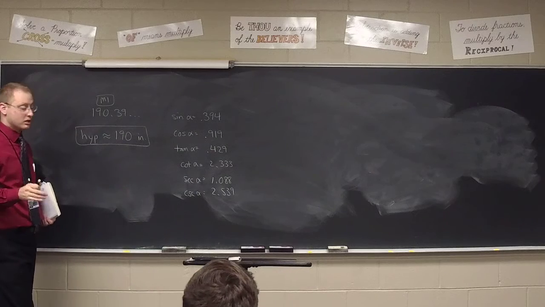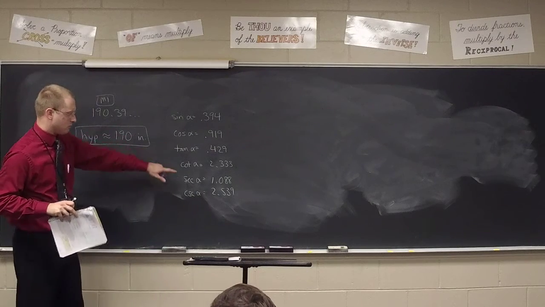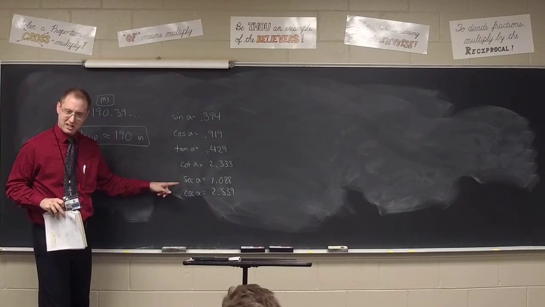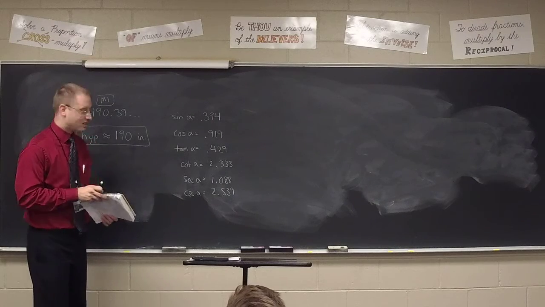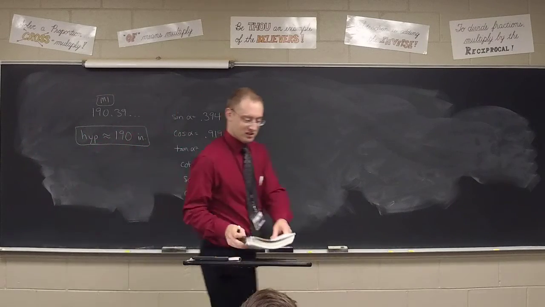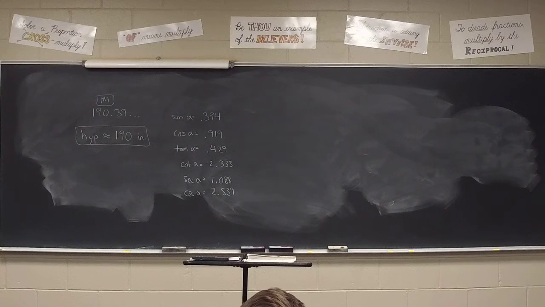I just got the cosine wrong. Just the cosine wrong. But you somehow got the secant right? The secant's 1.088. What did you get for the cosine? 0.921. 0.921. Did you have the fix on your calculator? I might have. You do. That's really strange, how you could have possibly gotten the secant right and the cosine wrong.